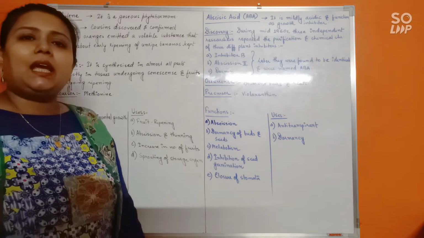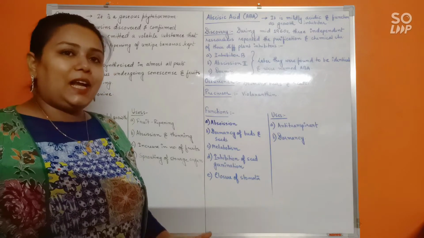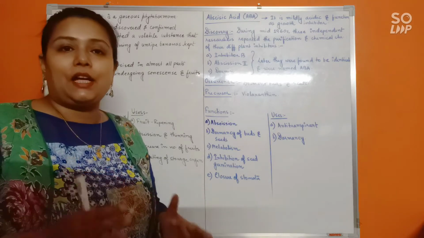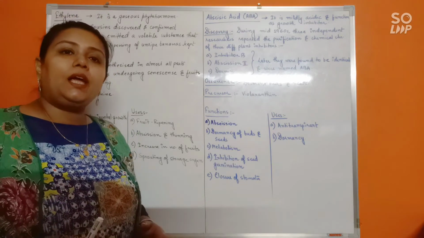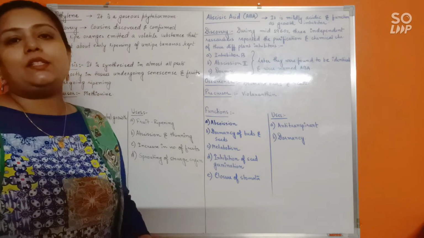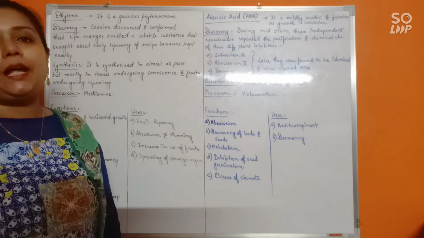Now you might be thinking, how can we be spraying ethylene to a particular fruit when it is gaseous in nature? That's because ethylene is a gaseous volatile gas. That's why an alternative form of ethylene has been made in the lab that is going to induce ethylene formation, and that's an aqueous solution called ethephon.